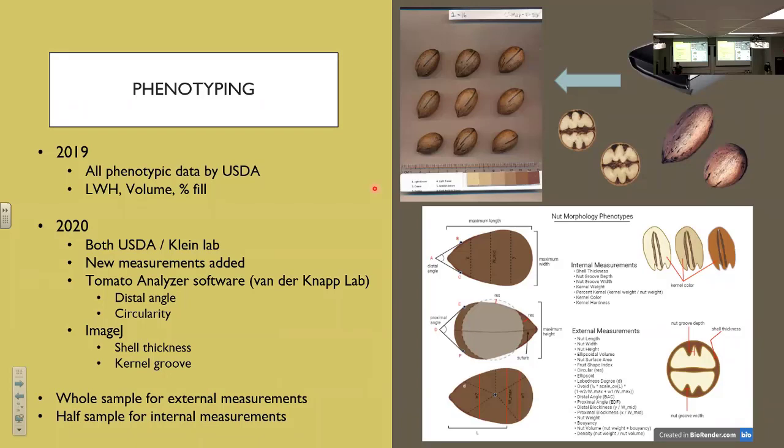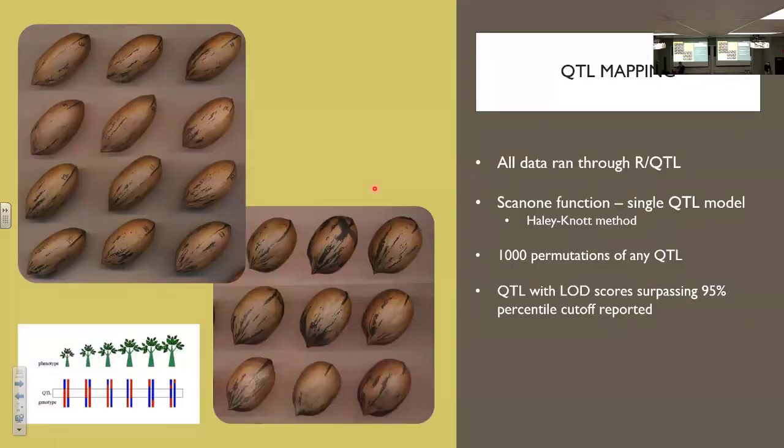And so after collecting all this data, running it through actual QTL software, R/qtl in RStudio, looking at the scanone function, which is a single QTL model. Anything that popped back up as significant was rerun using 1,000 permutations, just to ensure that these are legit QTL. And then anything I report here is surpassing the 95% cutoff value. And so getting into results.